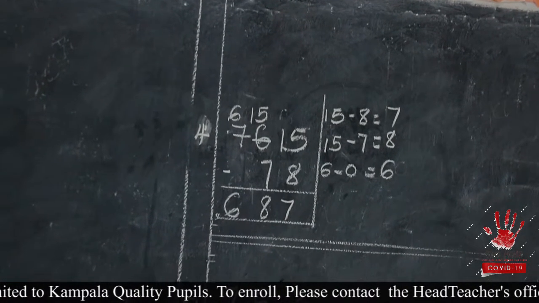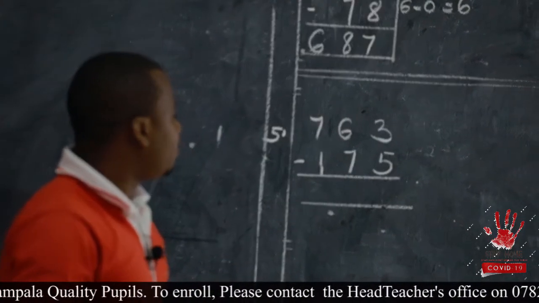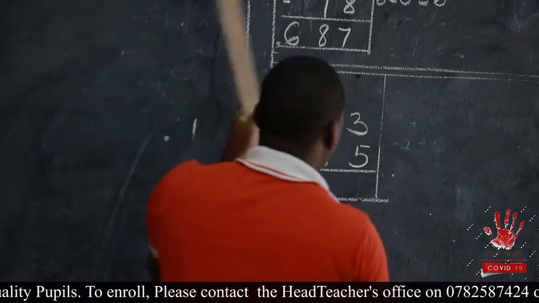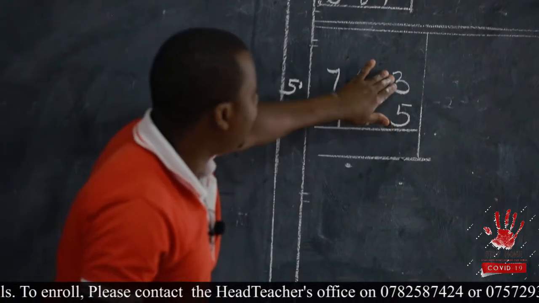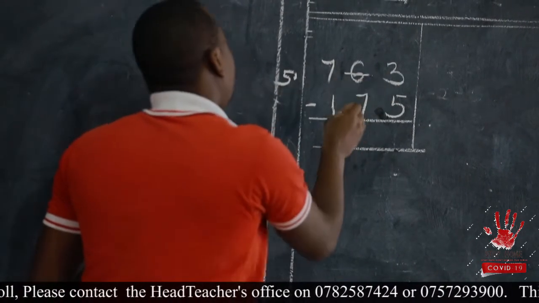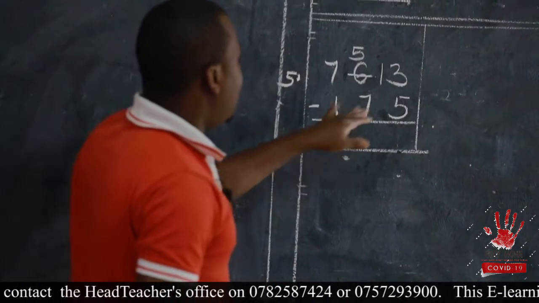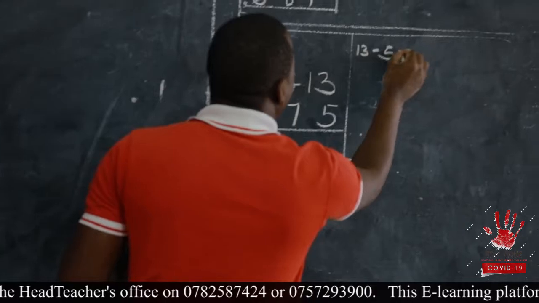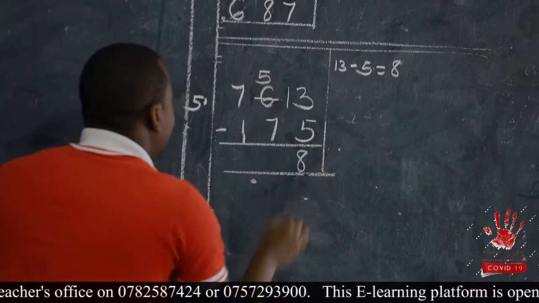And then number 5 was 763 take away 175. So what are we going to do? Going to create part of work first of all. Part of work, straight with a ruler. Then what is 3 take away 5? 3 is small, but we regroup. So what do we regroup? The next number, which is 6. So when I regroup, I remain with 5. Then here I will have 13. And now what is 13 take away 5? 13 take away 5 is equal to 8. So I come here and write 8.